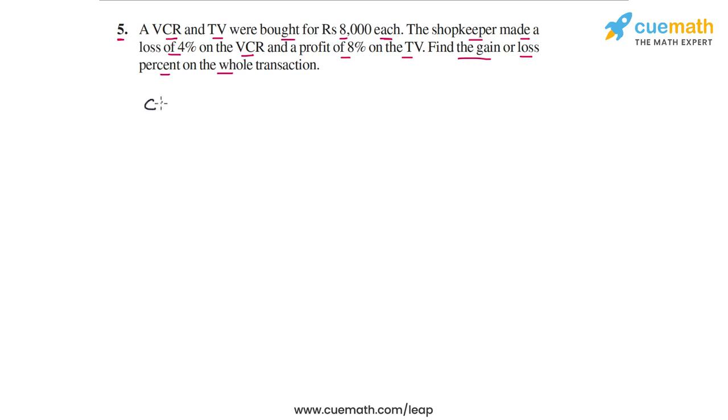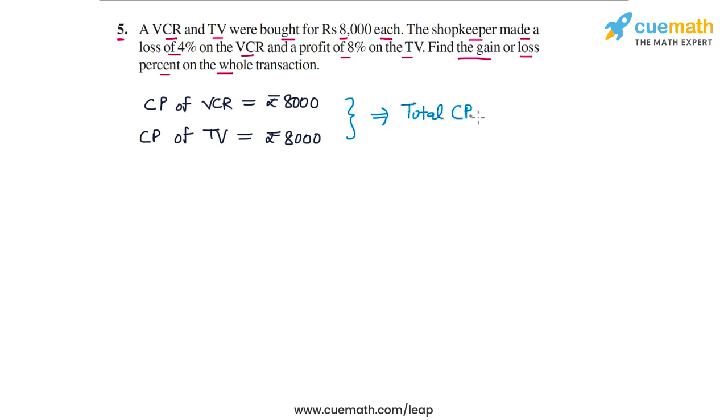So the cost price of the VCR is rupees 8,000 because the shopkeeper bought it for rupees 8,000, and similarly the cost price of the TV is also rupees 8,000. This means that the total cost price of the two items is rupees 8,000 plus 8,000 or rupees 16,000. Okay, now what we will do is we will find the selling price of each of the two articles because we know the gain or loss percent for both items.